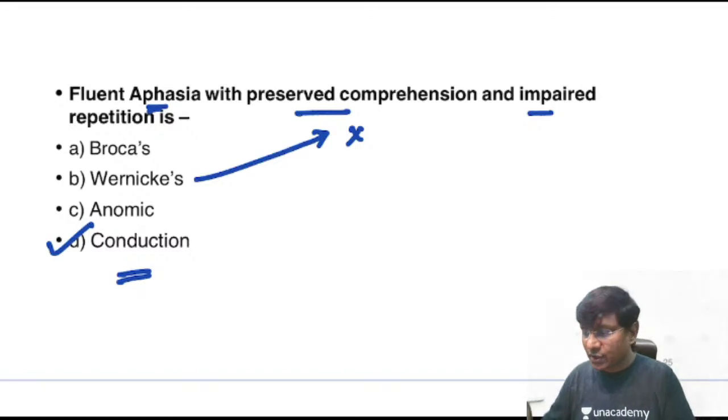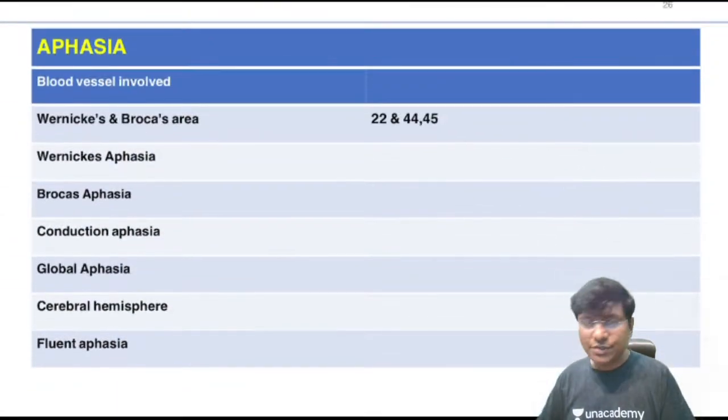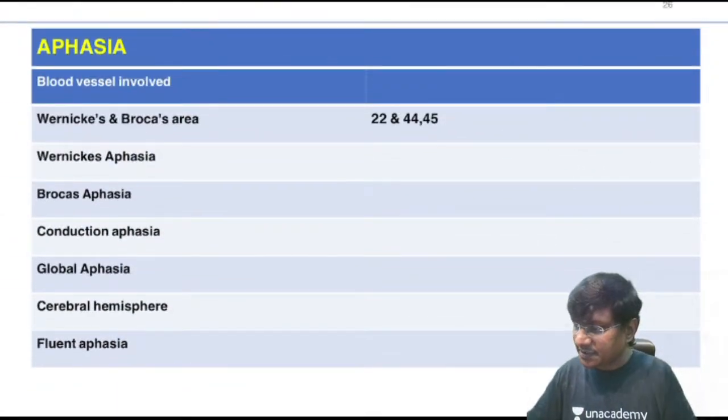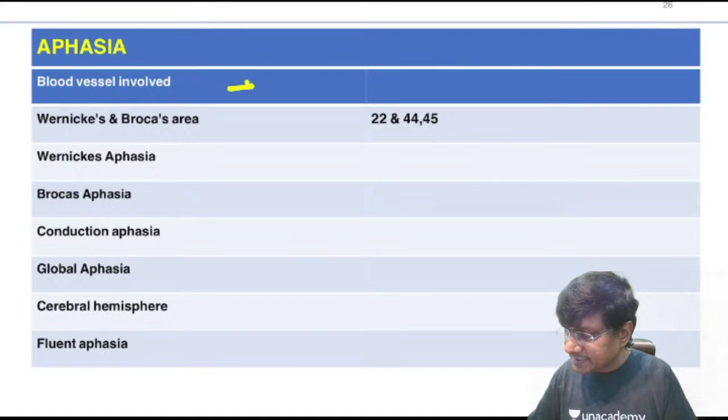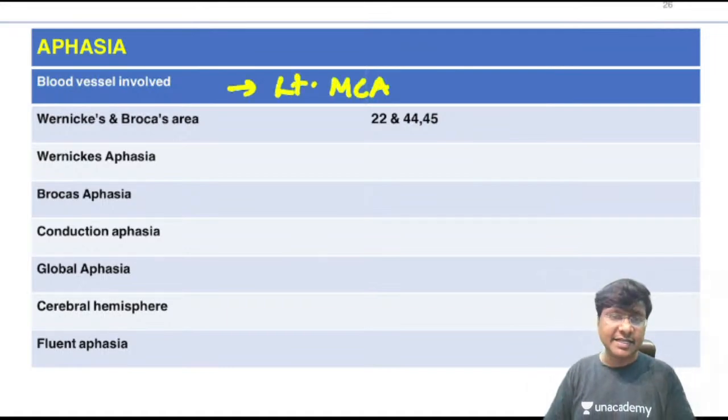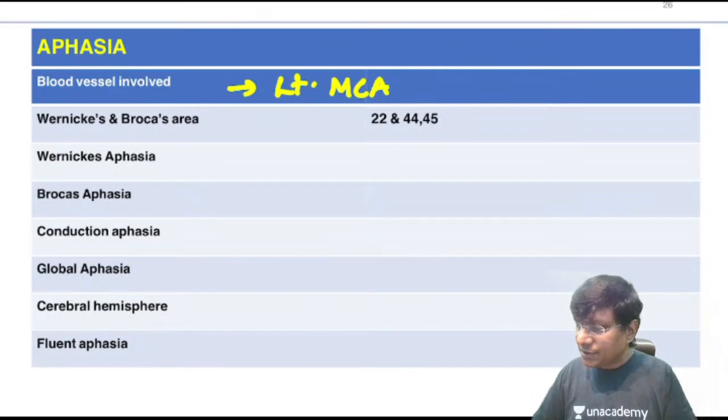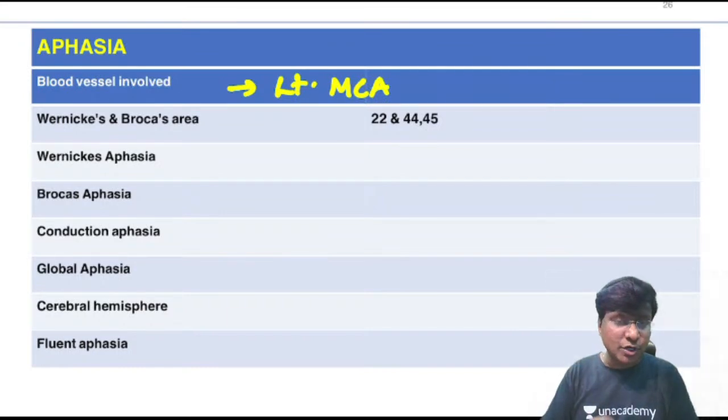Now, let me do a quick recap of aphasia. For an individual to develop aphasia, what is the blood vessel that has to be affected? That is the left middle cerebral artery, right? That is the left middle cerebral artery. And you should know the Brodmann areas.